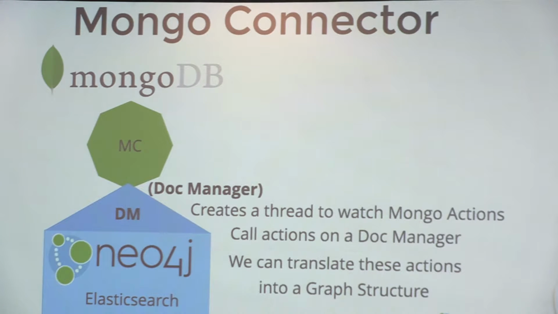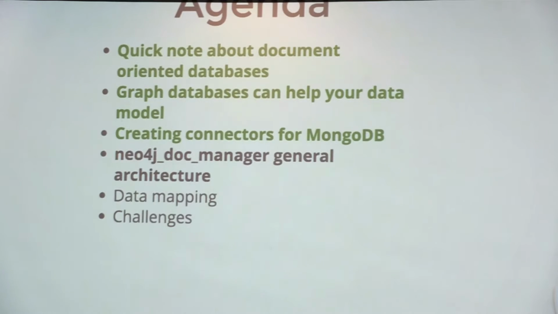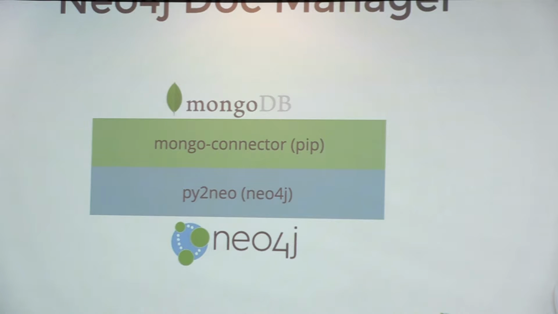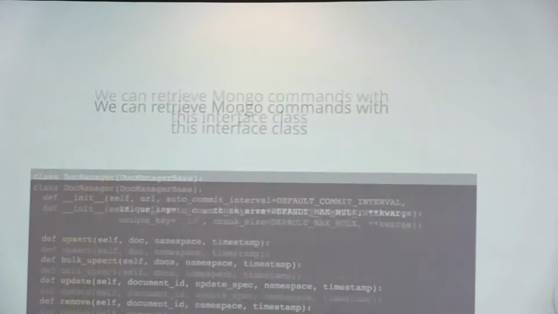So this is a little bit how it works. We need to use Mongo with a replica. So we need to start a replica within Mongo, and this replica is going to make the communication between Mongo and our connector. This is pretty simple to use and to expand. The general architecture is that Mongo Connector is going to be some sort of bridge between Mongo and Neo4j. I'm going to show you the code a little bit. We have the Mongo Connector talking to PyNeo, and both are in Python. And then we can build this bridge between MongoDB and Neo4j.